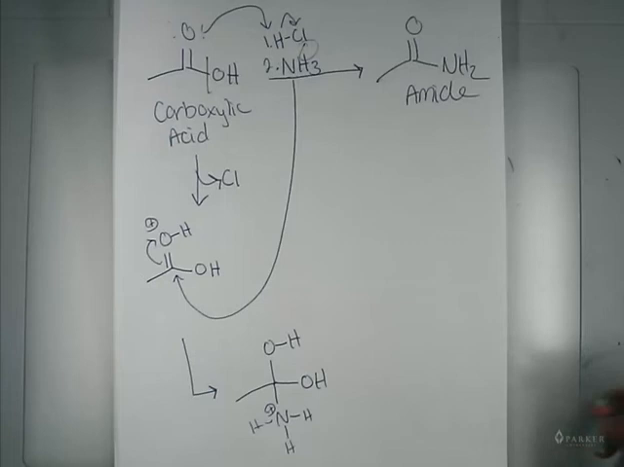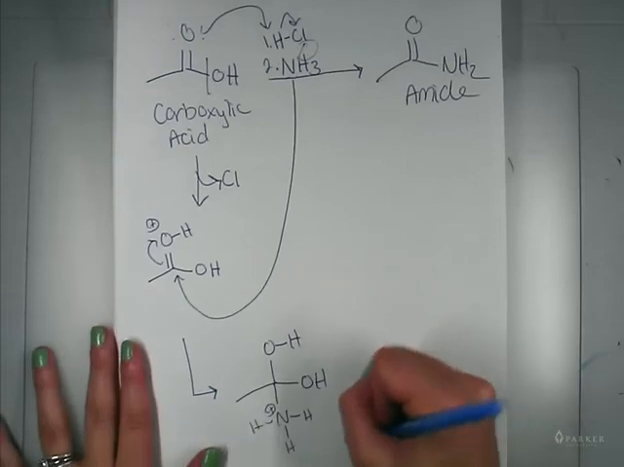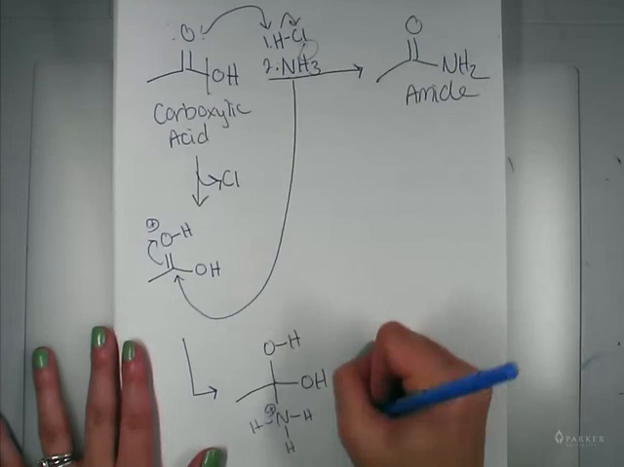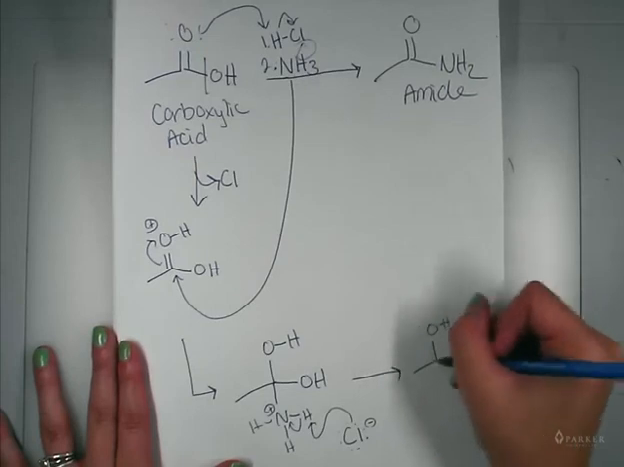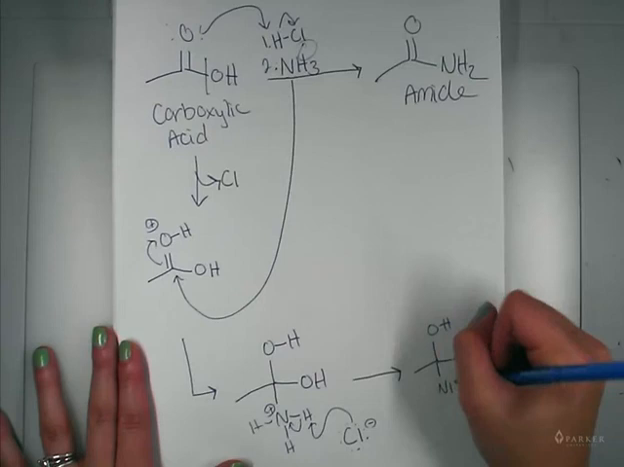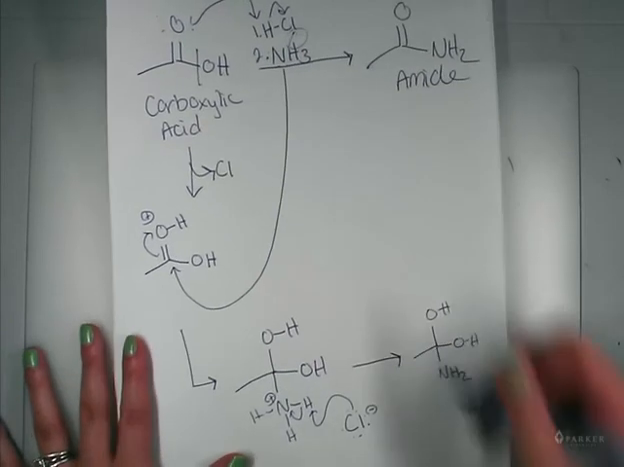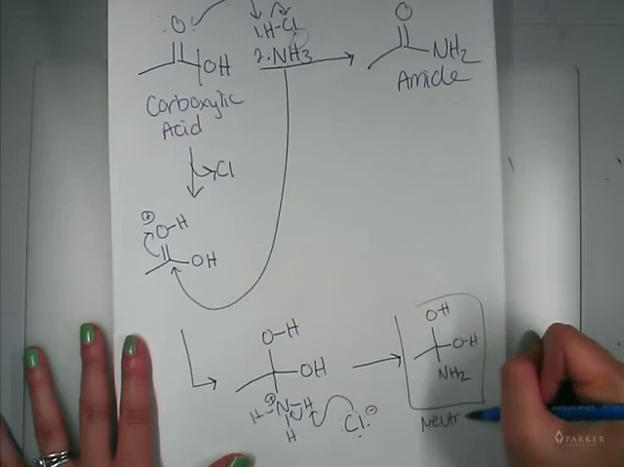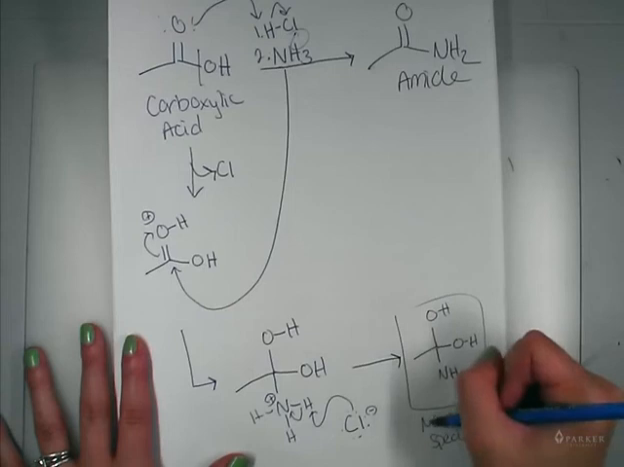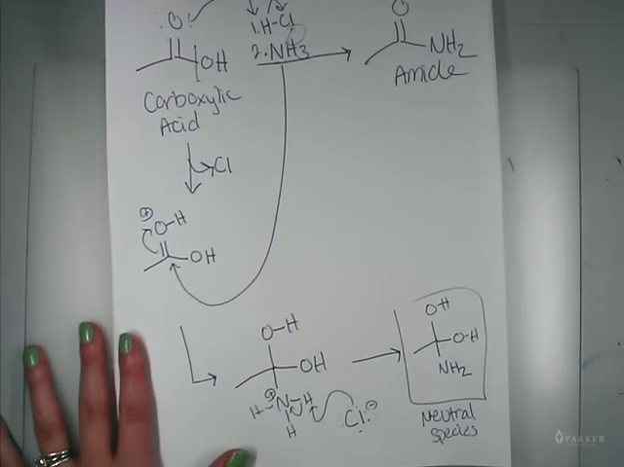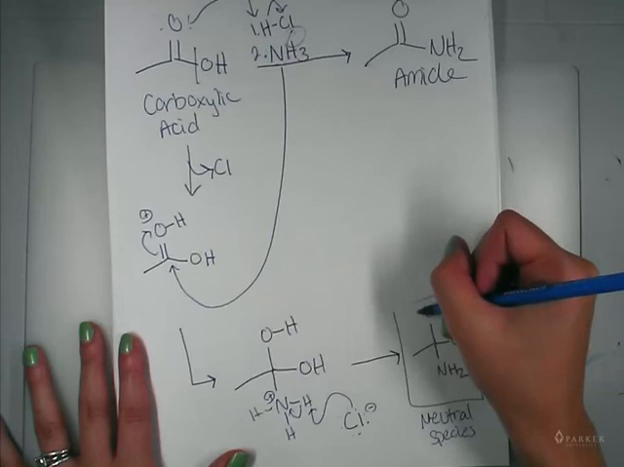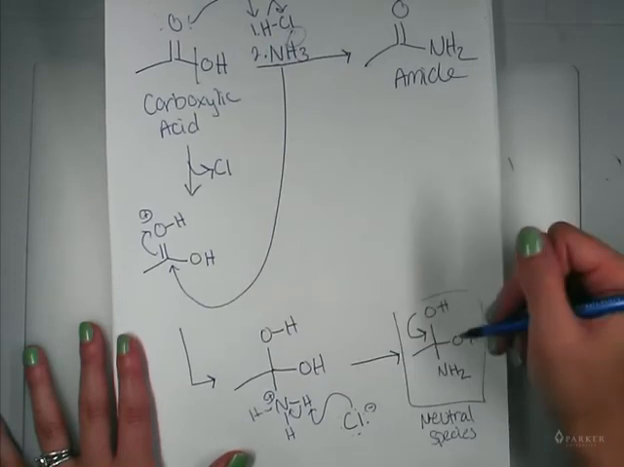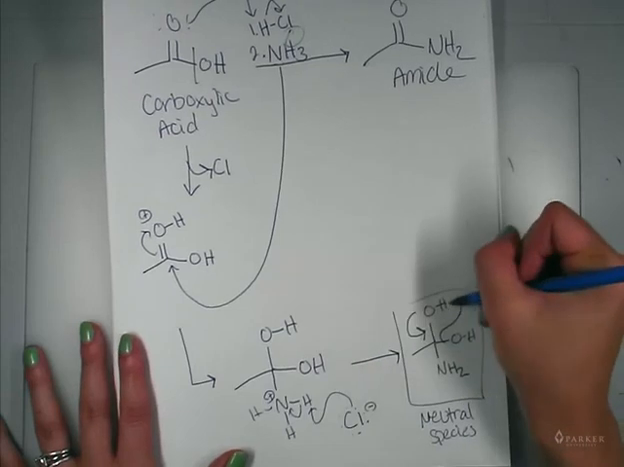Now, just like before, we're going to make our neutral species. So what happens here? Chlorine will take off a hydrogen from the nitrogen to make it neutral. And then what about here? The OH will do what? Push its electrons down, which will cause the other alcohol to leave and grab a hydrogen.